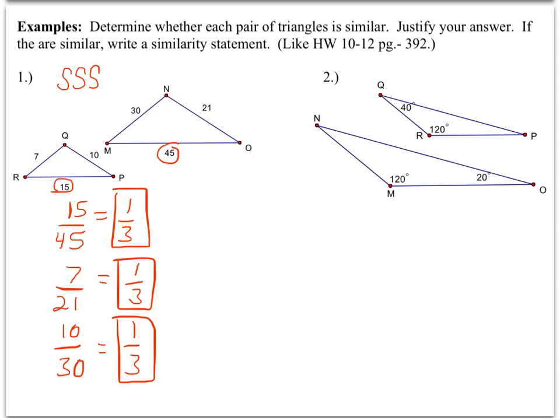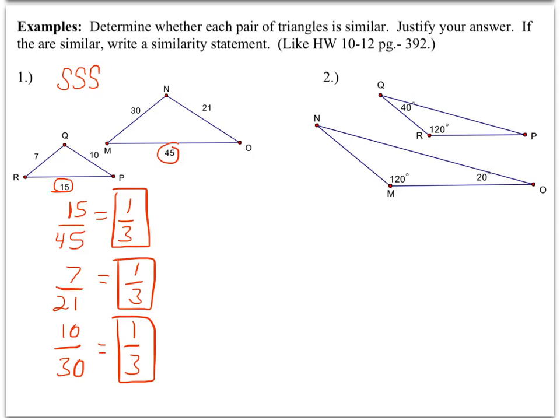One thing to point out is that notice how these triangles are drawn on the paper, but how I matched up 7 with 21 and 10 with 30, rather than 7 with 30. If I had done that, the common scale factor would not have worked out. So you get to choose how you'd like to orient these triangles to see if they're somehow similar.